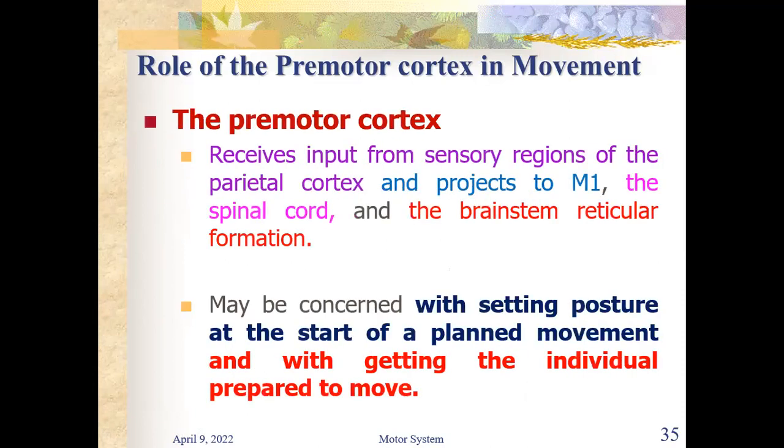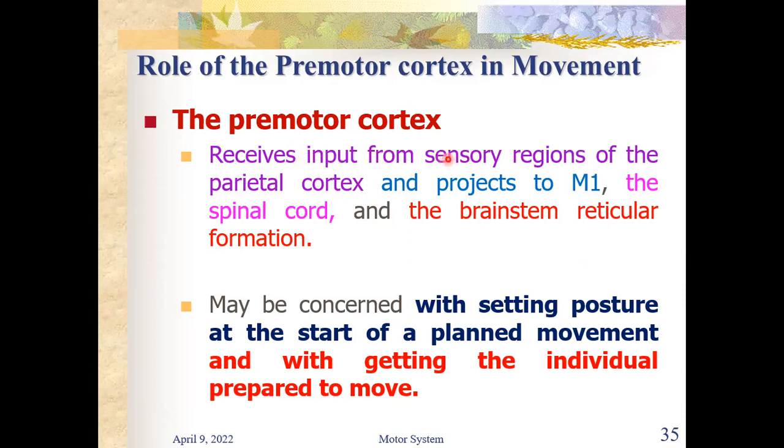So what is the role of the premotor cortex in movement? We know that the premotor cortex and the supplementary motor cortex are located almost in the same area. That's area 6 of Brodmann. What is the role? The premotor cortex plays a role in execution of movement, as well as planning. It receives input from the sensory regions of the parietal cortex. So there's a connection between the premotor cortex and the somatosensory cortex, the postcentral gyrus.